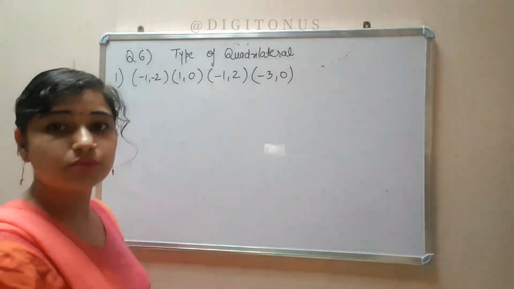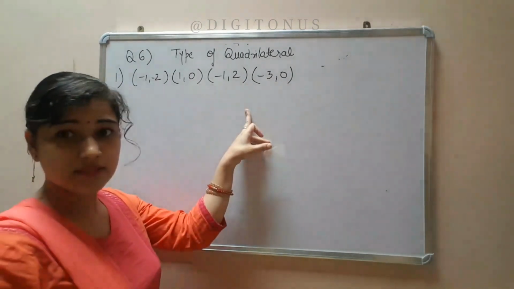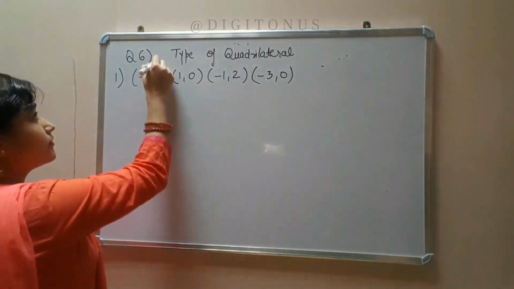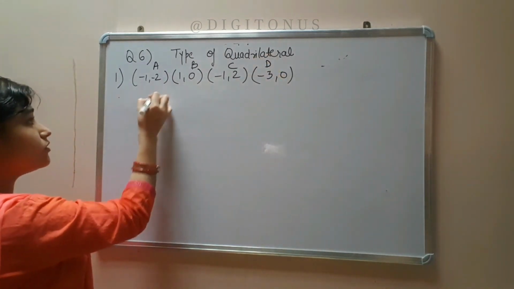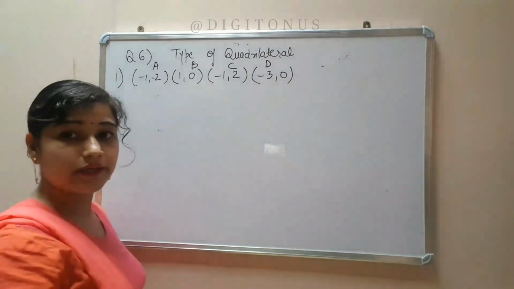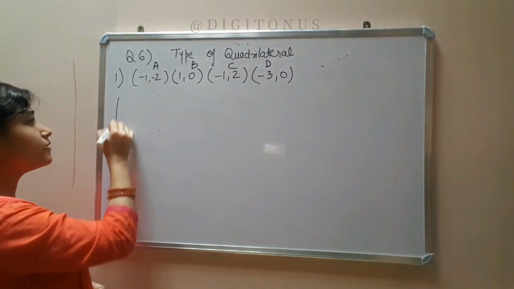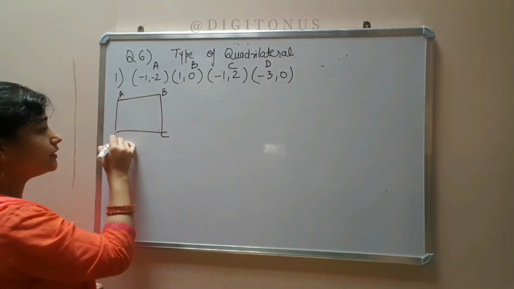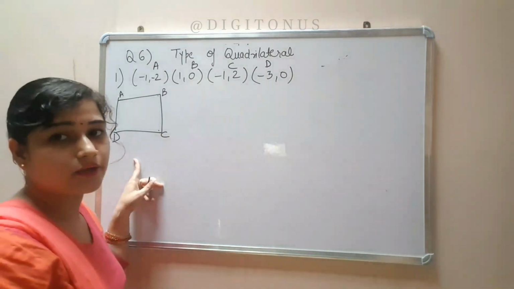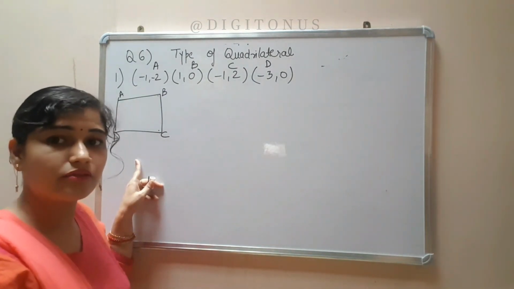So students, I will do the first part of question number 6. So I am giving the name A, B, C and D. And for that also, it will be more clear to you if you make a rough diagram of a quadrilateral A, B, C, D. By this diagram, you will get to know which distance you have to find out.